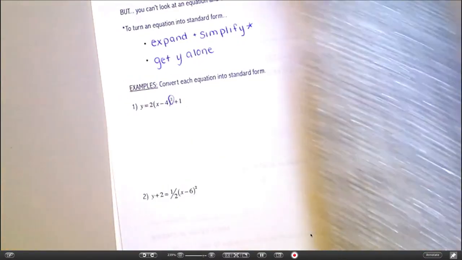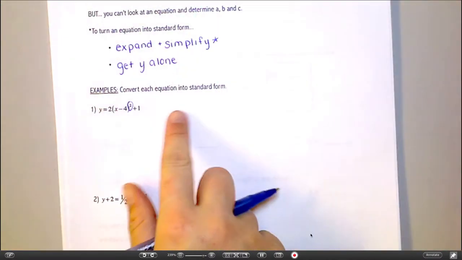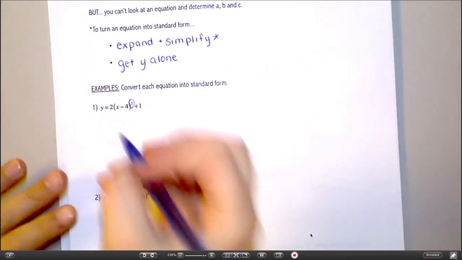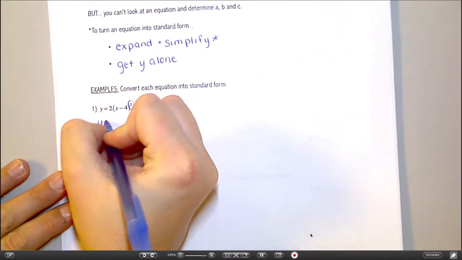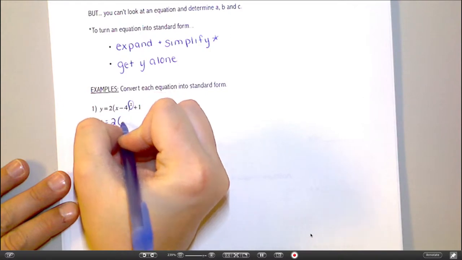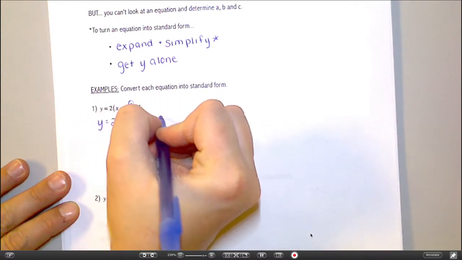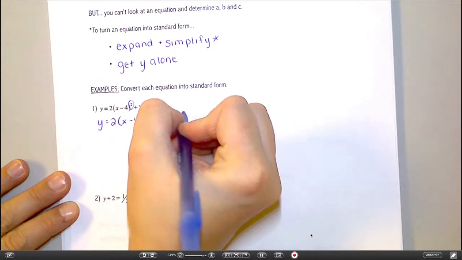Not square root. I'm going to actually square it this time, because I'm not solving. If I were solving, if I was trying to figure out what x equaled, then I would square root it. I'm going to square it. Now, what does it mean to square a big parenthesis like that? Okay, I need 2 of those parentheses, right? So I'm going to write this out as y equals 2 times x minus 4 times x minus 4 plus 1.